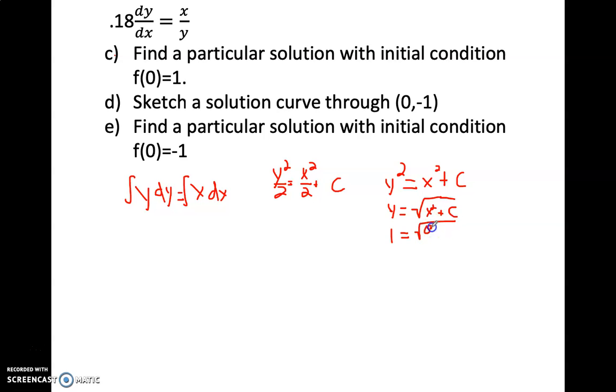So it's pretty easy to do once you get this far. We really just want to know what c is, and when we solve this, we're going to get 1 equals the square root of c. Therefore, c is 1. What that means is that our final equation, this one right here, we can write as y equals the square root of x squared plus 1. So that wasn't so bad.